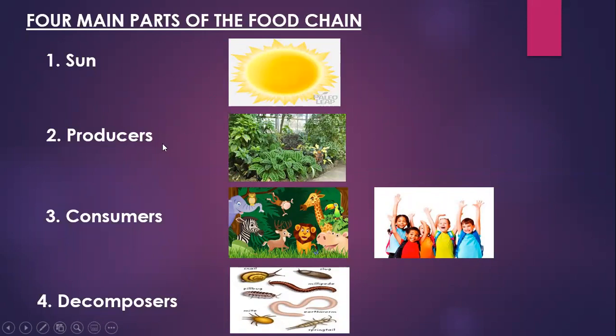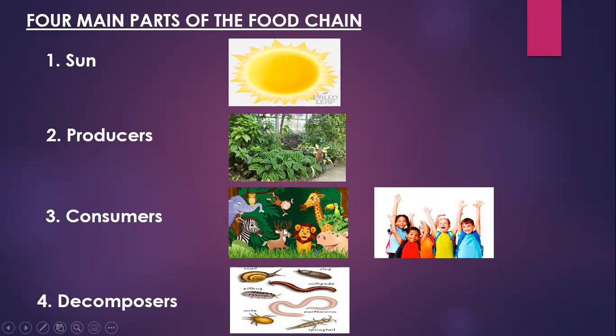Number two part of the food chain is producers. And what are producers? Plants are the producers. Why do we call them producers? Because they make their own food by using sunlight, water, and carbon dioxide. And this process is called photosynthesis. I explained to you in the previous lecture what the process of photosynthesis is.